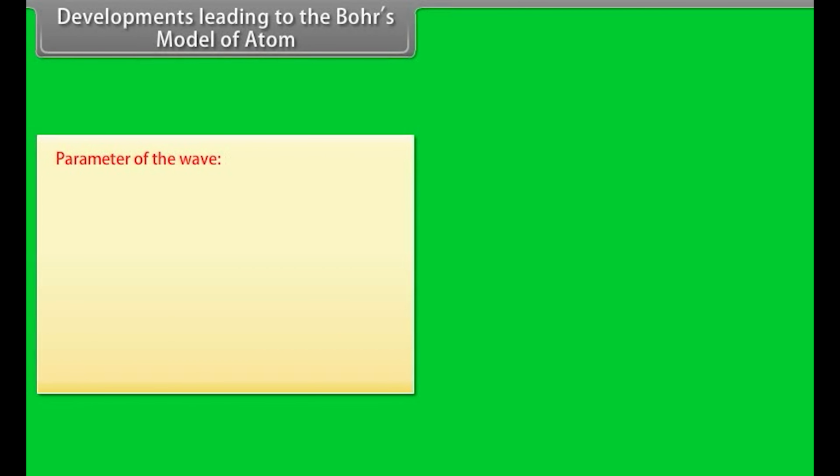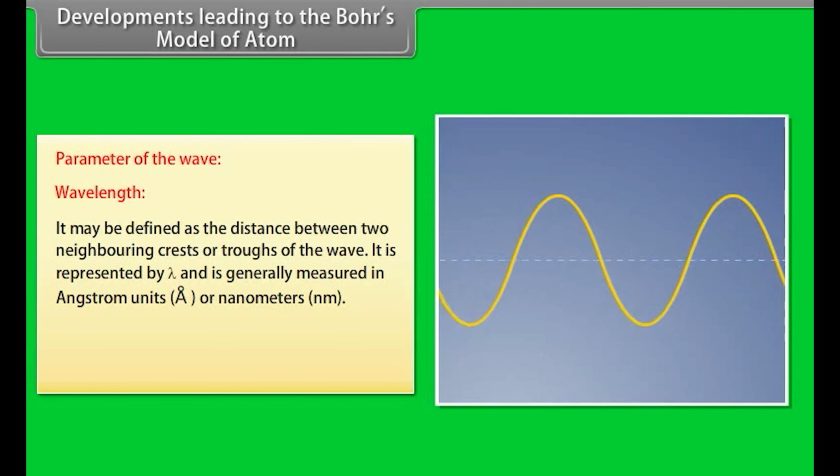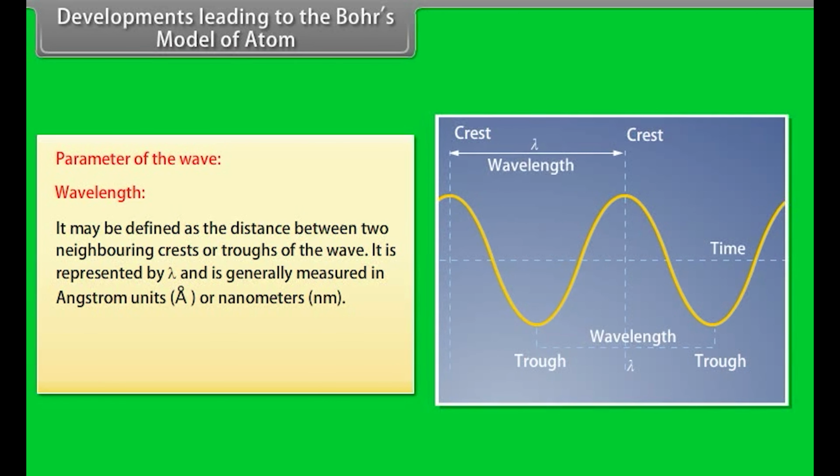Parameters of the wave. Wavelength. It may be defined as the distance between two neighboring crests or troughs of the wave. It is represented by lambda and is generally measured in angstrom units or nanometers. 1 angstrom is equal to 10 raised to the power minus 10 meter. 1 nanometer is equal to 10 raised to the power minus 9 meter.